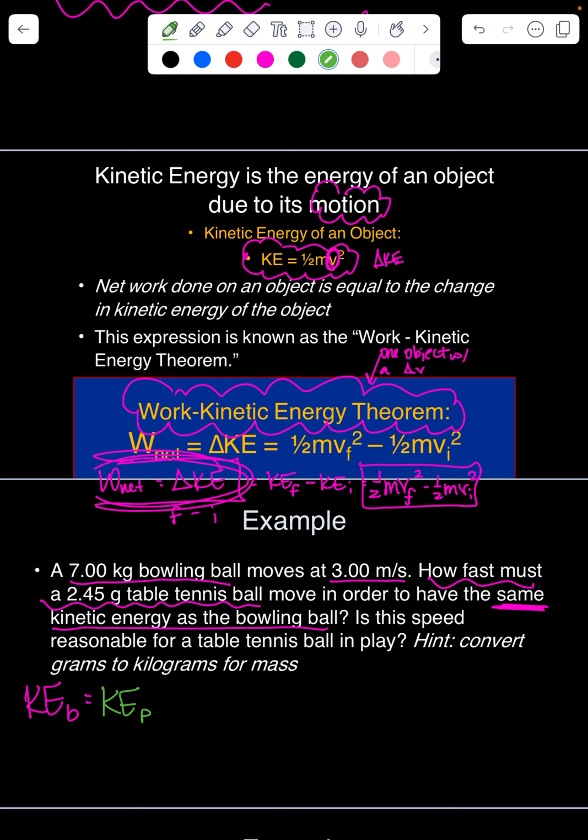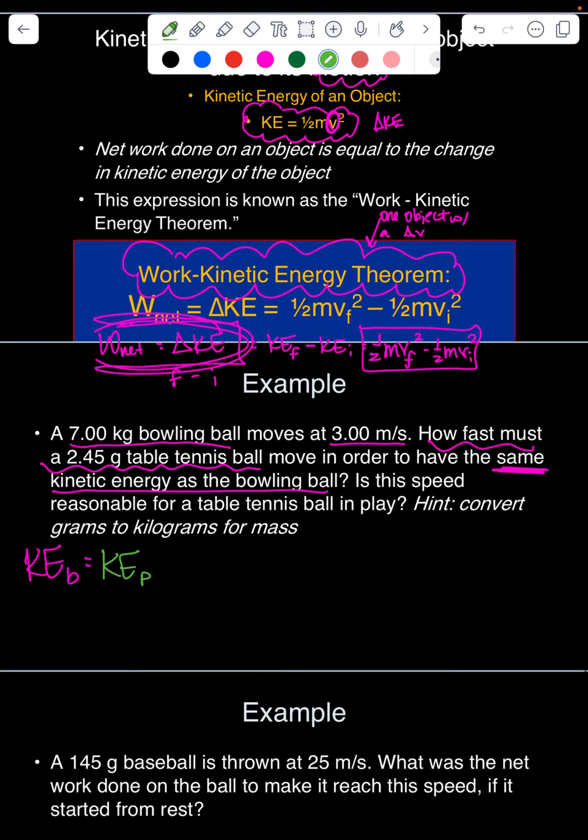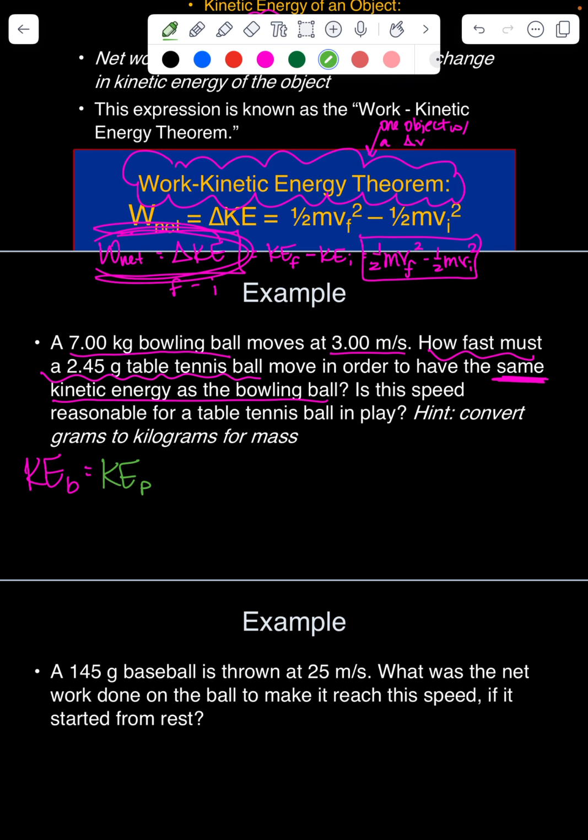All right, well, in order for us to figure out how fast it's got to be going, we need to figure out what that kinetic energy is going to be. Luckily, we have the mass of the bowling ball and the velocity of the bowling ball here. So we can figure out the kinetic energy of the bowling ball very easily. We use 1/2 of the bowling ball's mass times its velocity squared. So that's going to be 1/2 of 7 times 3 squared.